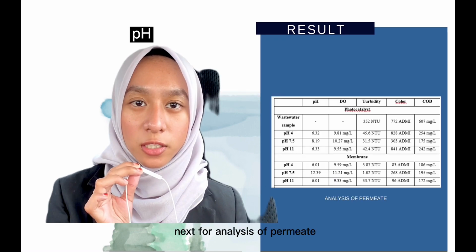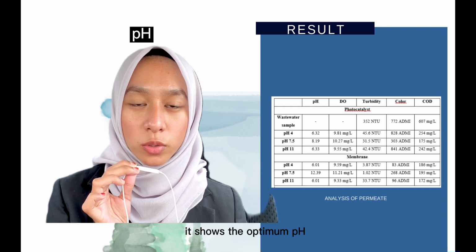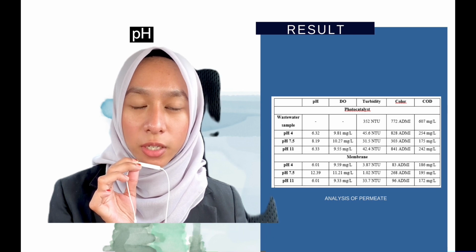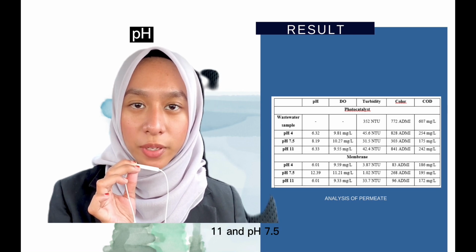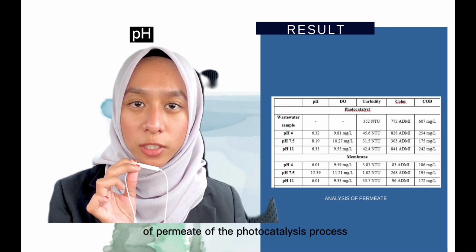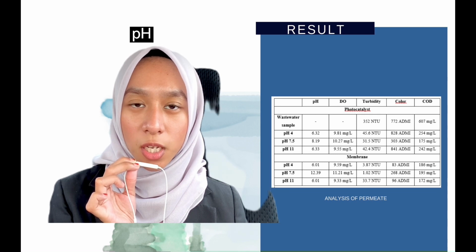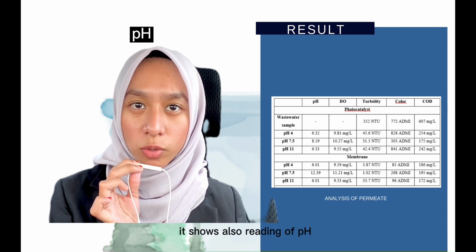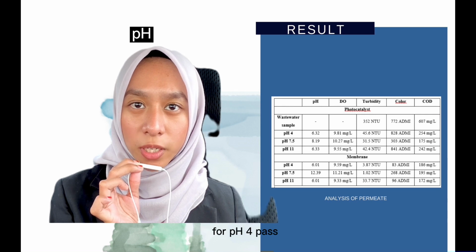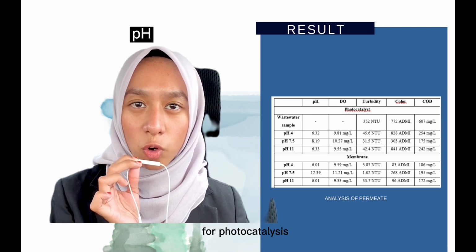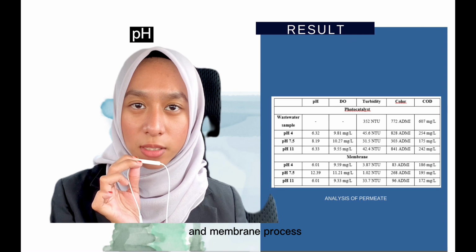Next, for analysis of permeate, based on table 1, it shows the optimum pH for this test is pH 4 because it has the lowest pH reading compared to pH 11 and pH 7.5. This is because reduction happened by reducing the pH of permeate after photocatalysis process, which is 6.32 to 6.01 after membrane process. In addition, it shows also the reading of pH after membrane process for pH 4 passes the acceptable range for discharge standard by DOE for photocatalysis and membrane process.